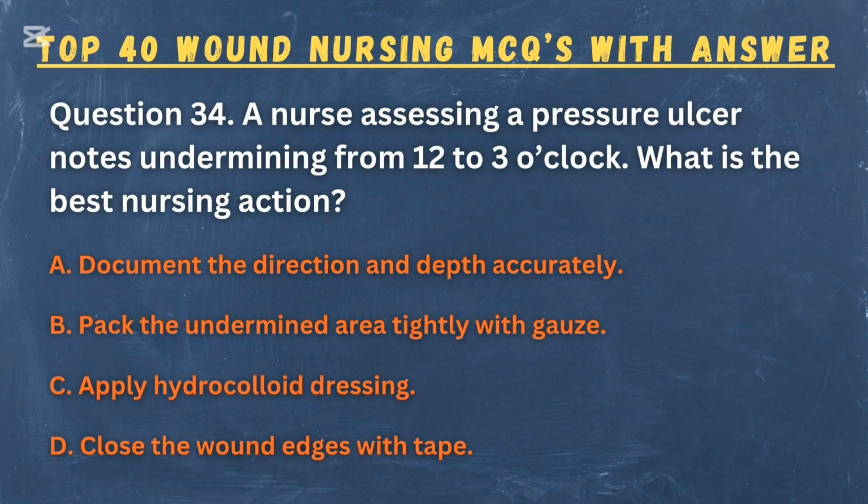Question 34. A nurse assessing a pressure ulcer notes undermining from 12 to 3 o'clock. What is the best nursing action? A. Document the direction and depth accurately. B. Pack the undermined area tightly with gauze. C. Apply hydrocolloid dressing. D. Close the wound edges with tape.